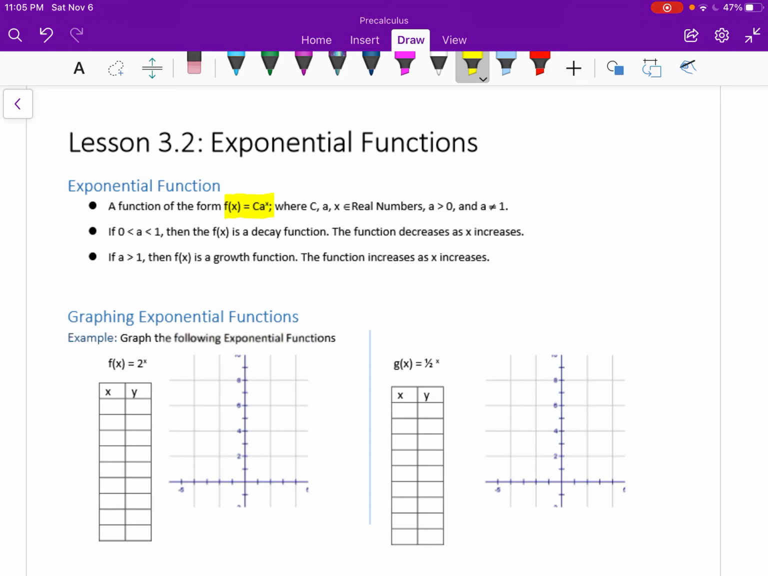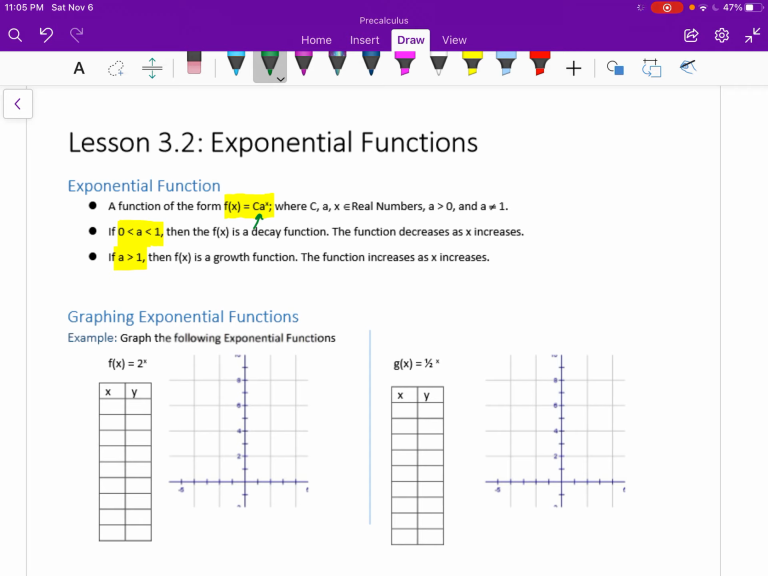That would just be a linear function. We notice here if a is between 0 and 1, so a fraction between 0 and 1, then f of x is a decay function. It decreases as x increases. And if a, which is the base, is greater than 1, then it's a growth function and it will increase. So let's go ahead and look at an example of each of those.